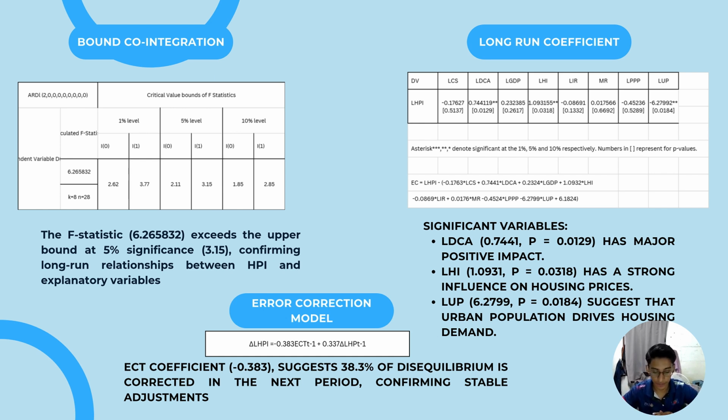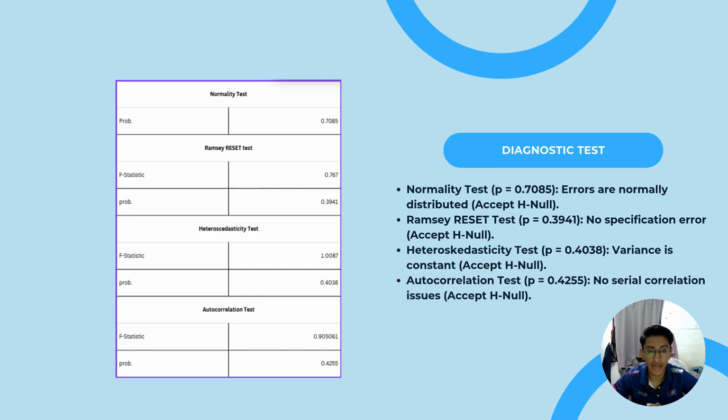Next, the error correction model. The ECT coefficient, which is negative 0.383, suggests 38.3% of disequilibrium is corrected in the next period, confirming stable adjustments. So next is the diagnostic test.